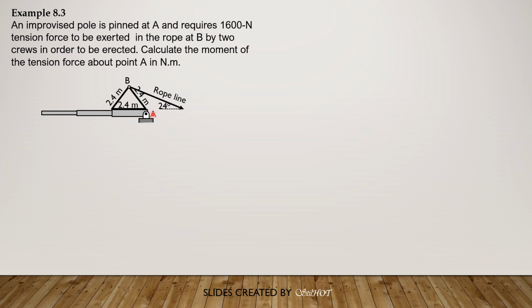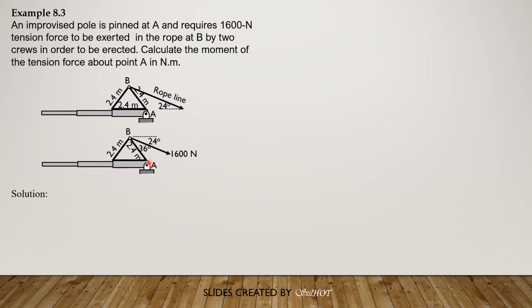So this is an equilateral triangle because all sides are equal. This is the rope line. So the tension in the rope line is 1,600 newtons. And the angle here is 24, given. So this angle with the horizontal is also 24. Since the total angle here is 60, so 60 minus 24, this angle is 36.